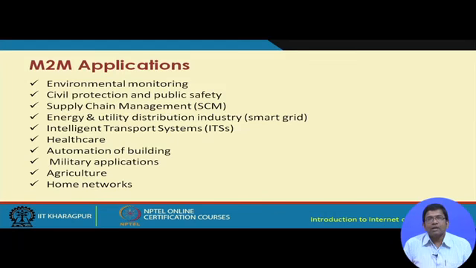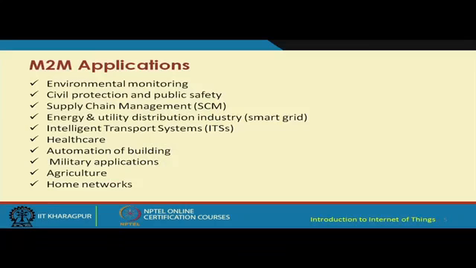In a traditional power grid, we already had flow of electricity. In a smart grid, we have sensors, etc., which are throwing in a lot of data, which has to be communicated. So, we have communication and networks on top of the traditional power systems, power flow or energy flow. Then we have intelligent transportation systems, healthcare, automation of buildings, military applications, agriculture, home networks. All these are different applications of M2M.